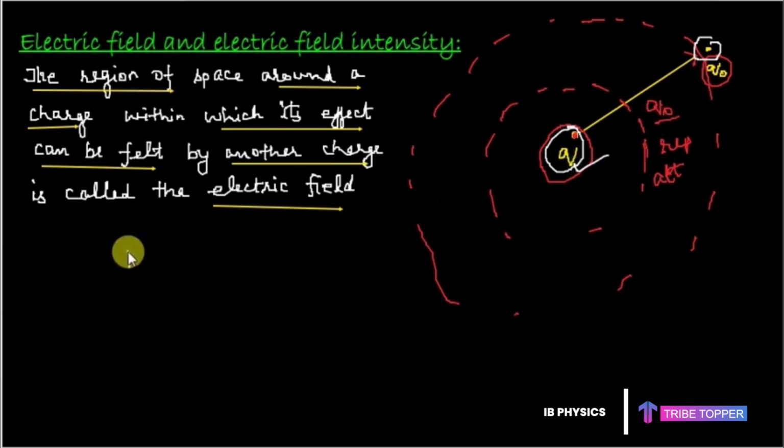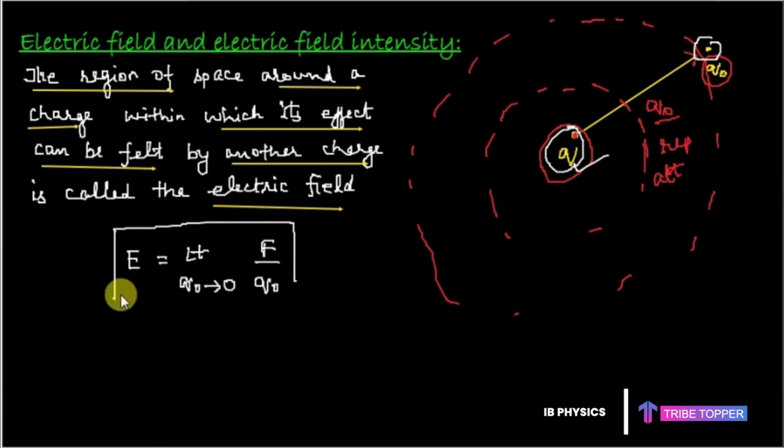Therefore, electric field strength or electric field intensity can be determined as the limit of F upon Q naught, as Q naught tends to 0. So the force experienced per unit test charge is called the electric field intensity, and we have put the limit Q naught tending to 0.